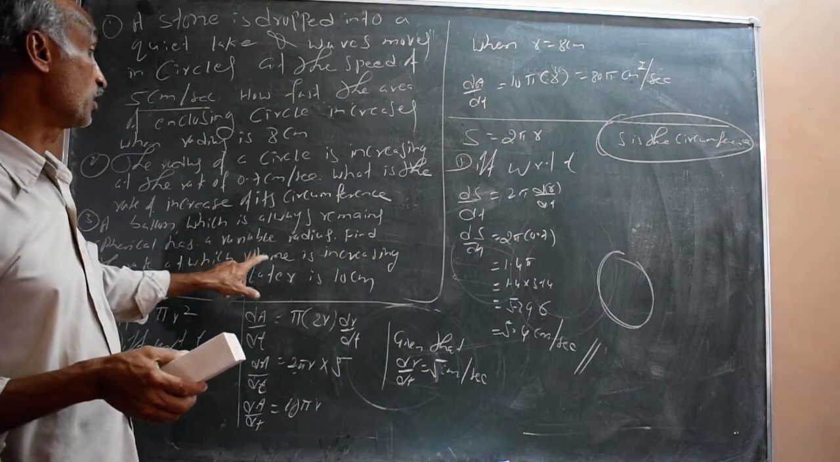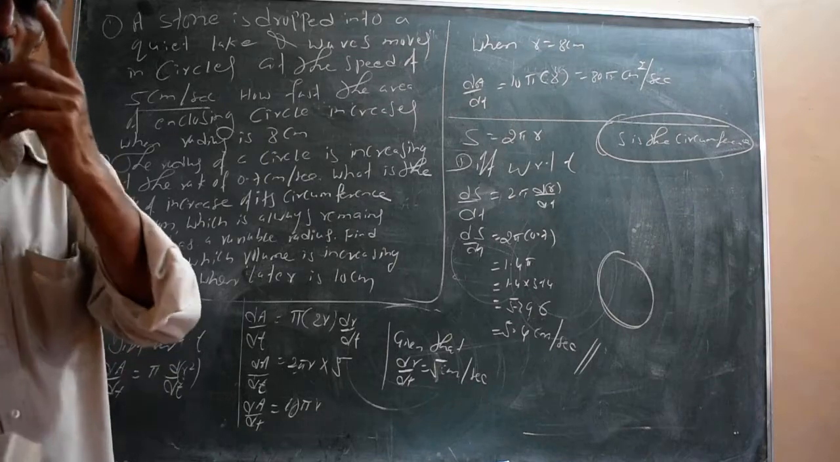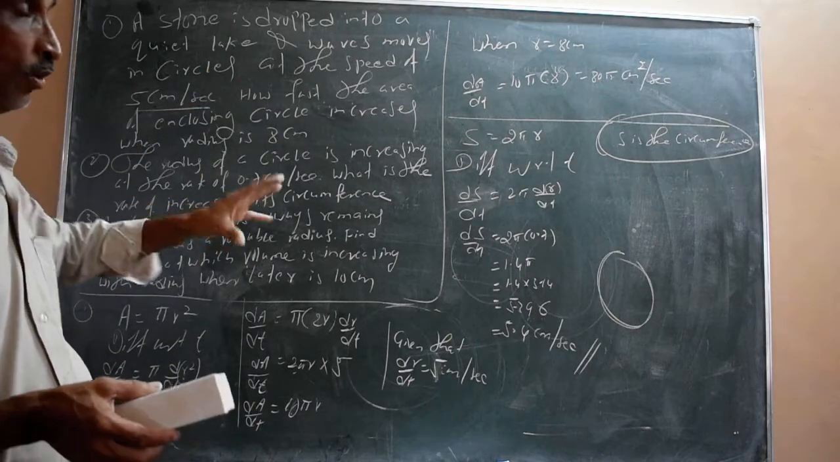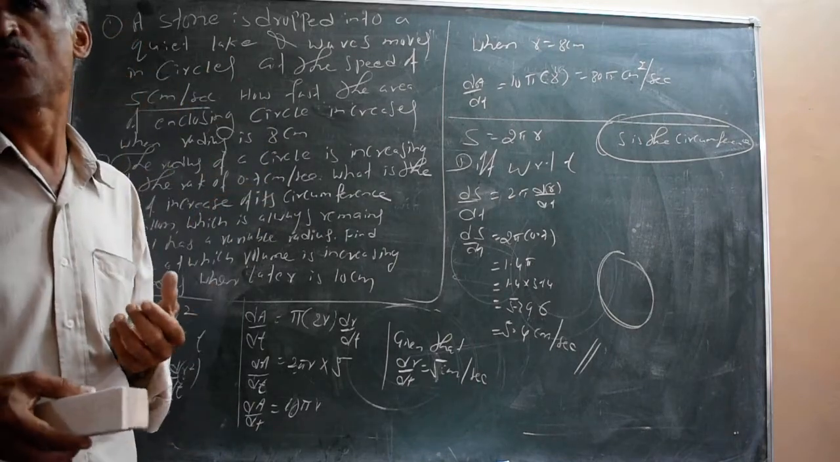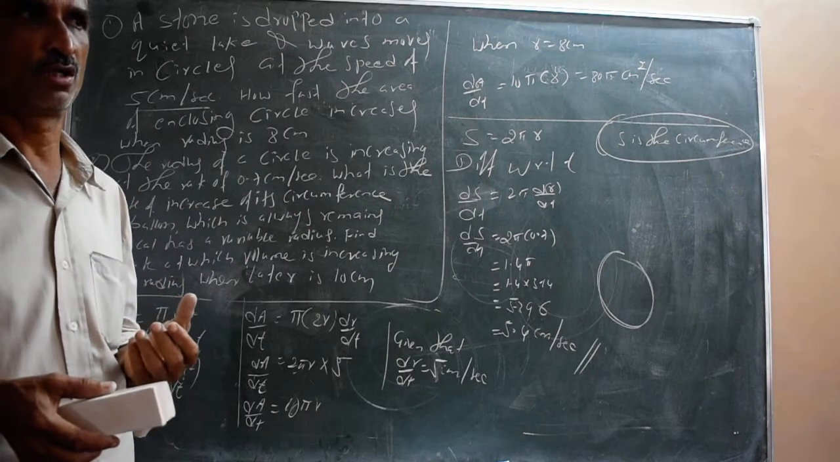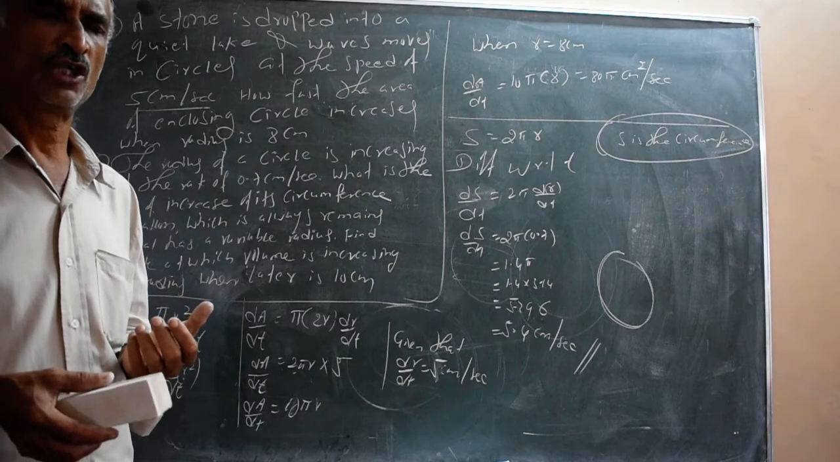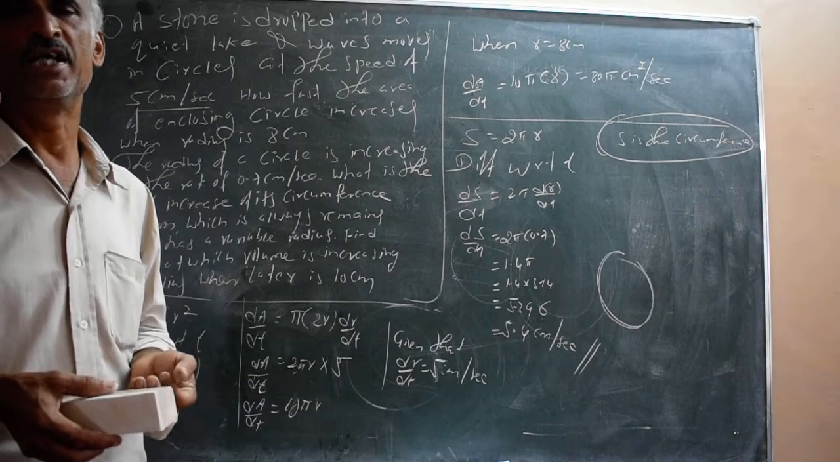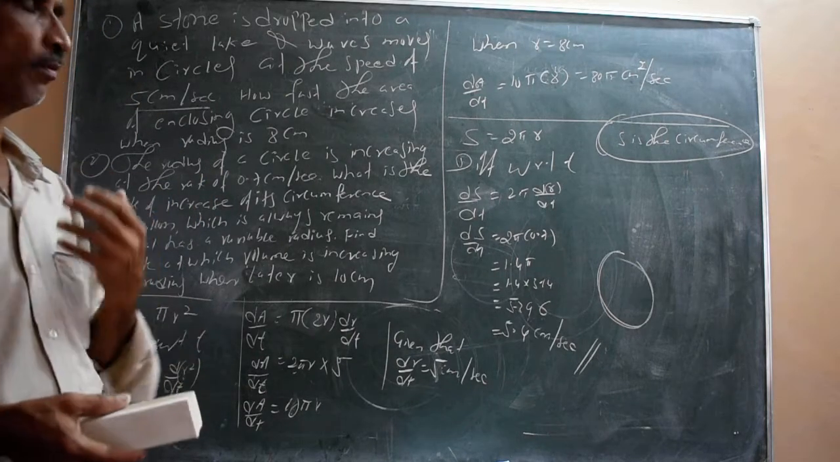Find the rate at which the volume is increasing. Means we have to work out dV by dt. Read the problem. Which quantity, which rate of change of which quantity do we have to work out? Identify that word. Then the problem is simple.